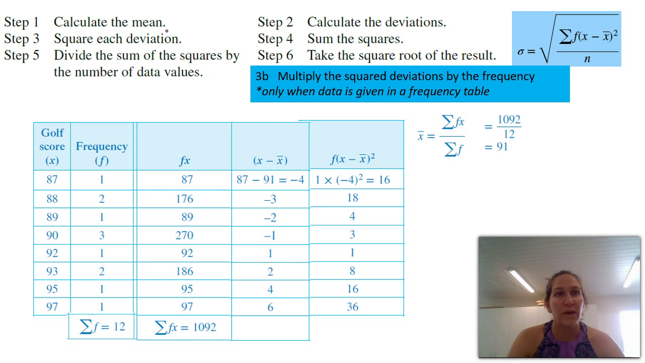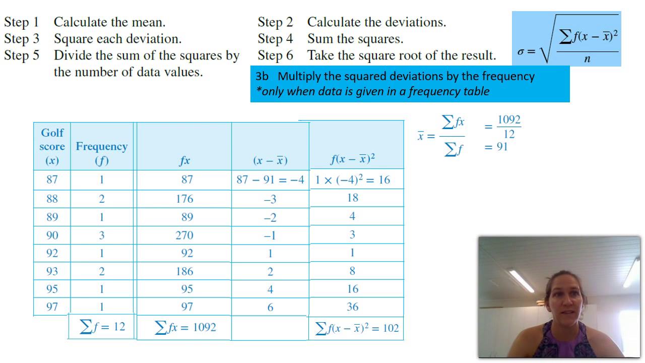Okay, so we square each deviation, and then we multiply the squared deviation by the frequency, and this is done in one step here. So we've taken the -4, we've then squared that, and we multiply it by 1 because that's our frequency to get 16. The next one, we would have taken the -3, we square that, and then we multiply that by 2 in this case to get 18. And we do that for the entire data value, the entire table.